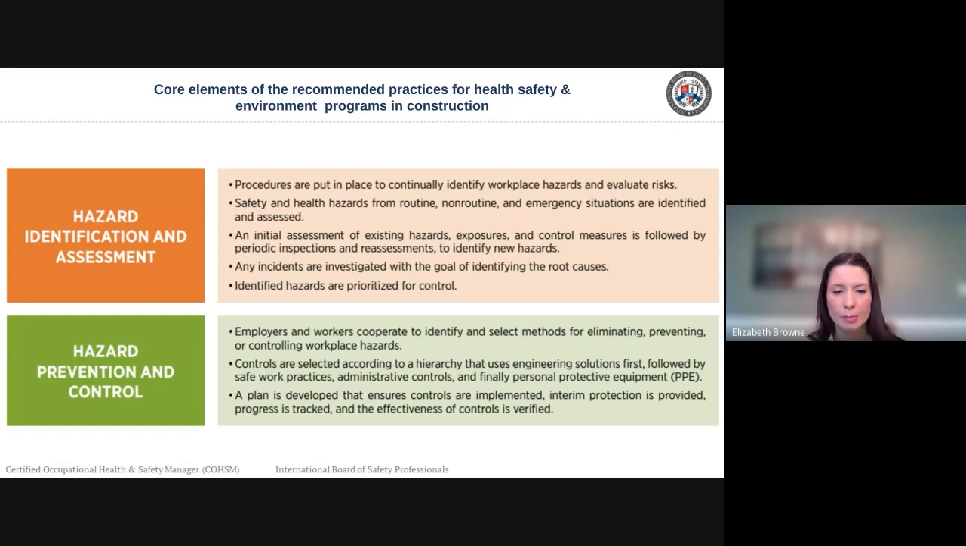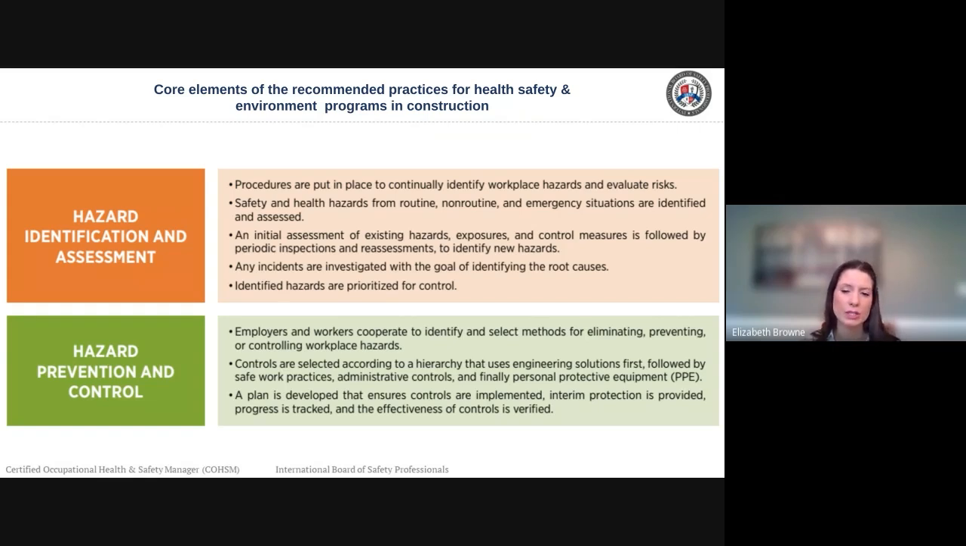We'll also develop a plan that ensures that the controls are implemented, and if an interim protection is needed, we're going to track that progress and the effectiveness of the controls are verified. And that can be done through daily observation, employee feedback, and then back to the first point on the slide, reassessing our hazards through periodic inspections to ensure that those hazard controls have been effective.